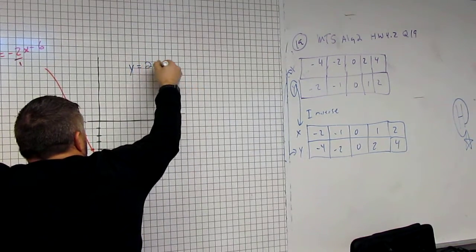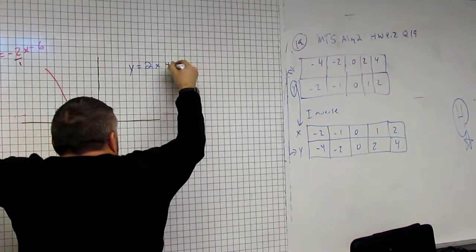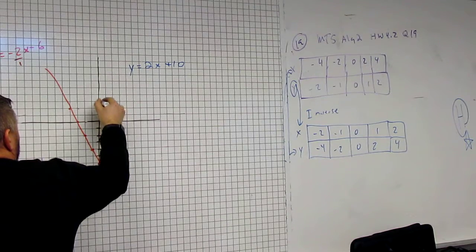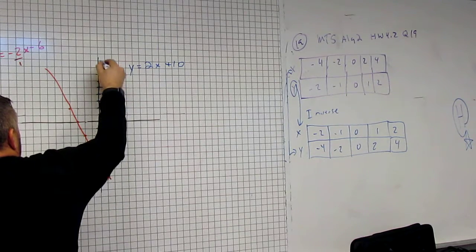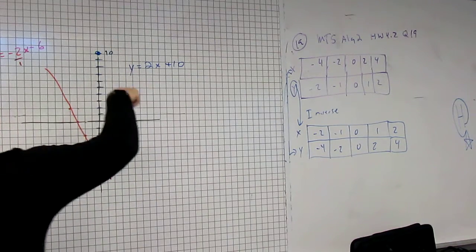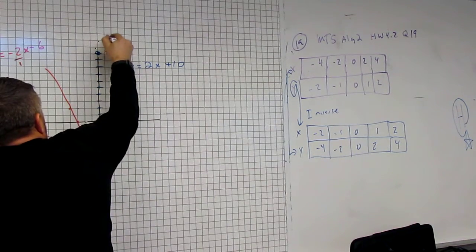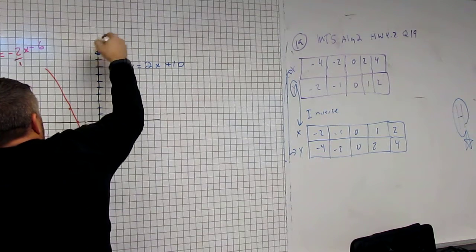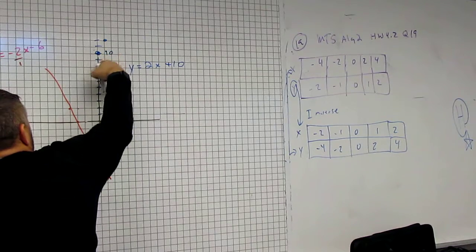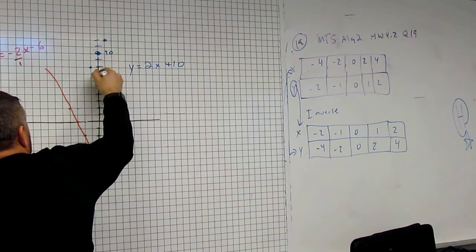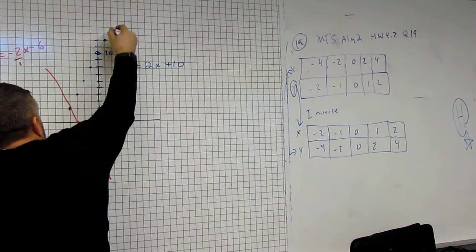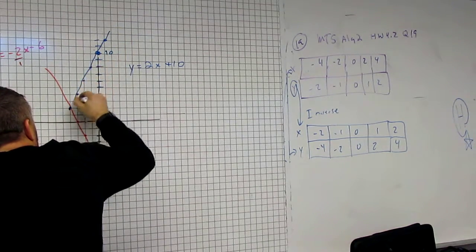y is equal to 2x plus 10, right? Then I'm at 1, 2, 3, 4, 5, 6, 7, 8, 9, 10. That's 10. That's where I'm starting. Then it's up 2 over 1. Or it could be down 2, left 1. Down 2, left 1. And again. Okay?